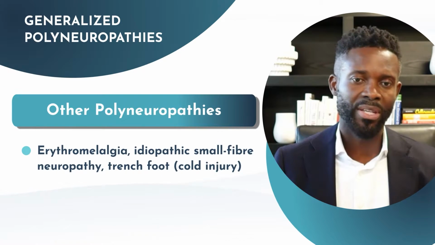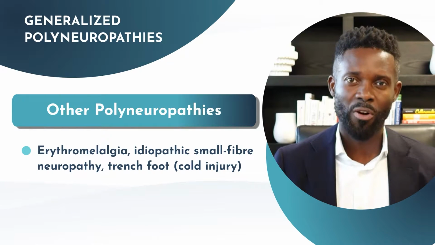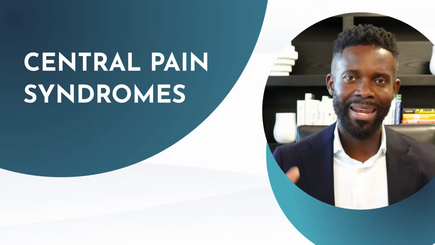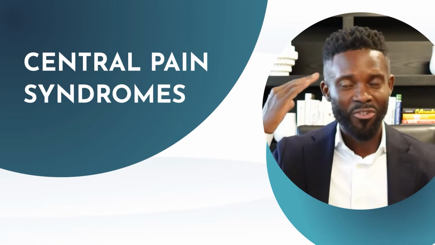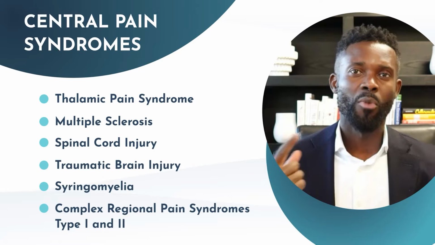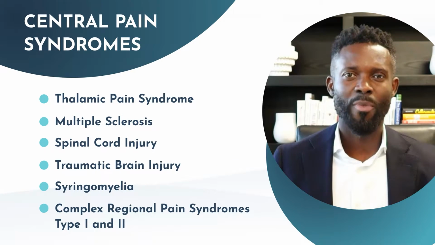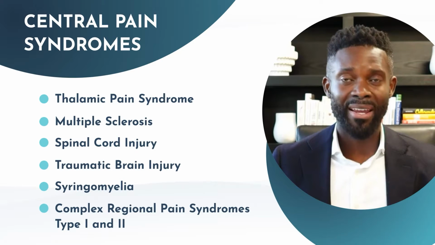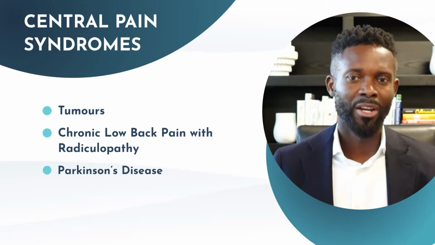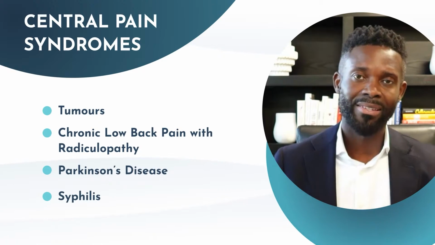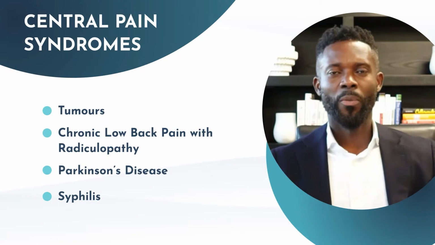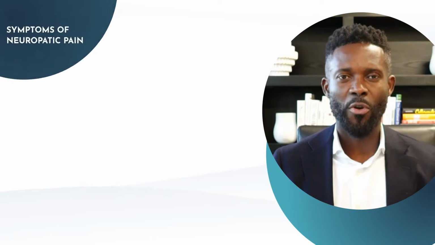Other neuropathies can also exist, including something we call idiopathic small fiber neuropathy. There are other things that we call central pain syndrome. This tends to be any disease that affects the nervous system, specifically the central nervous system, the brain. So post-stroke, or what we call thalamic pain syndrome, can present with neuropathic pain, multiple sclerosis, spinal cord injury, traumatic brain injury, syringomyelia, complex regional pain syndrome are also a form of neuropathic central pain. Tumors, chronic low back pain with radiculopathy, Parkinson's, syphilis can all present as central pain conditions that manifest as neuropathic pain.